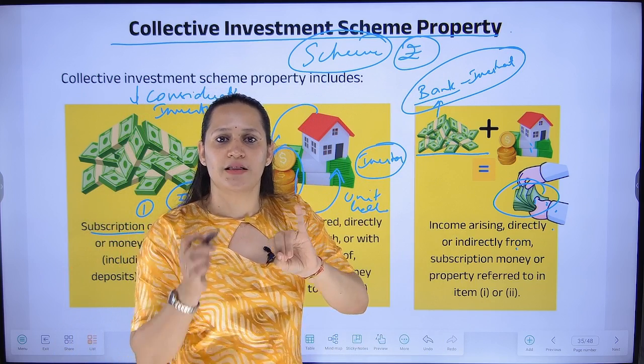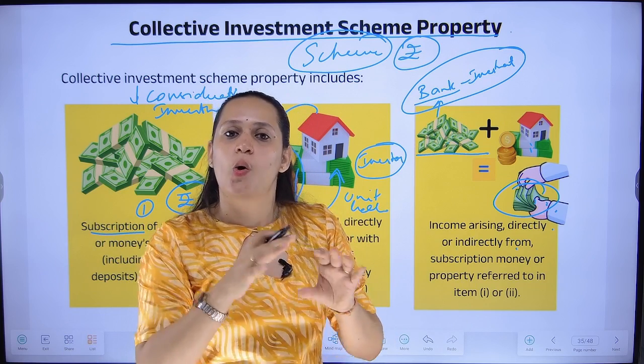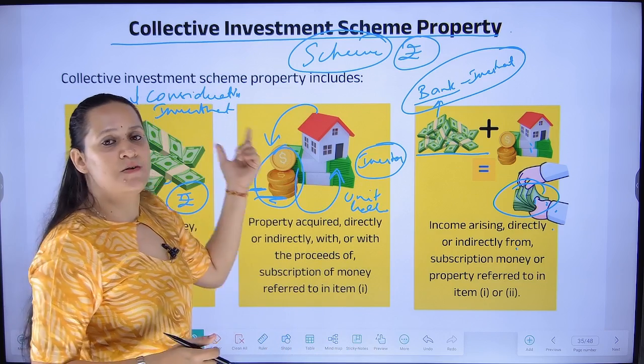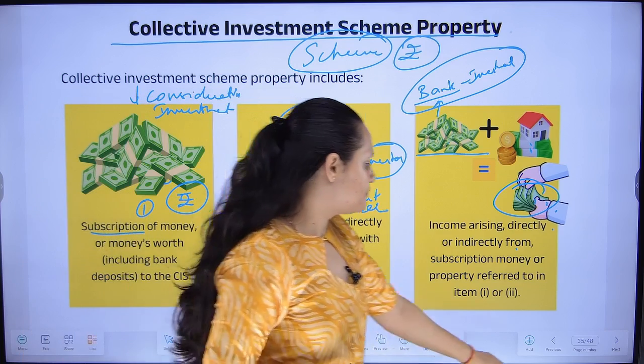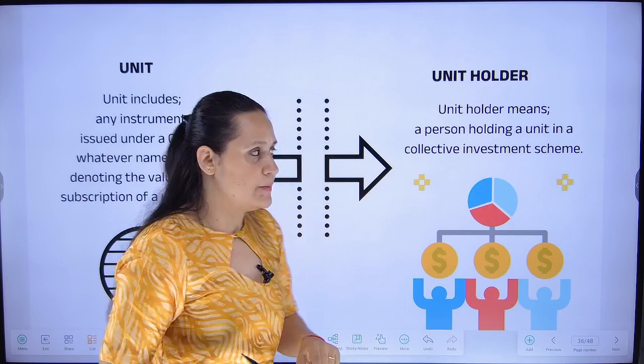So 3 points are there: the money, the property, and the income from the money and the property. All these things collectively is going to be called as the collective investment scheme property. And it has to be managed by the collective investment management company.